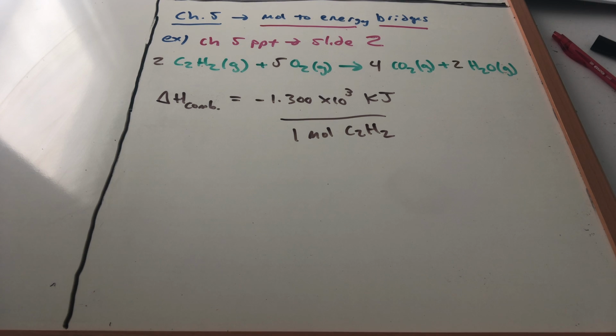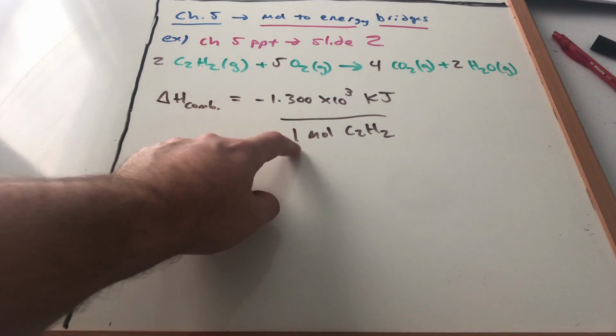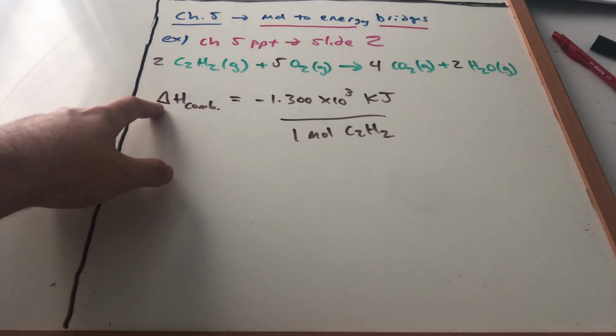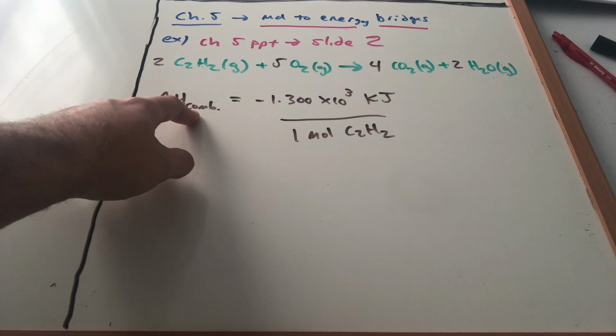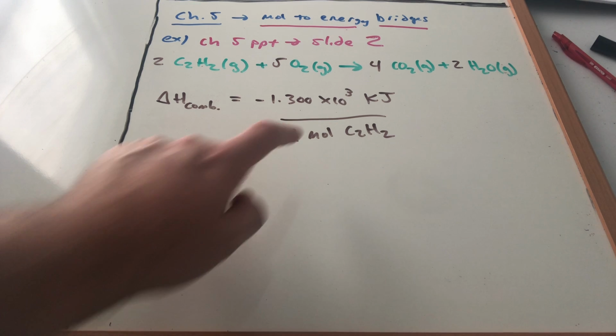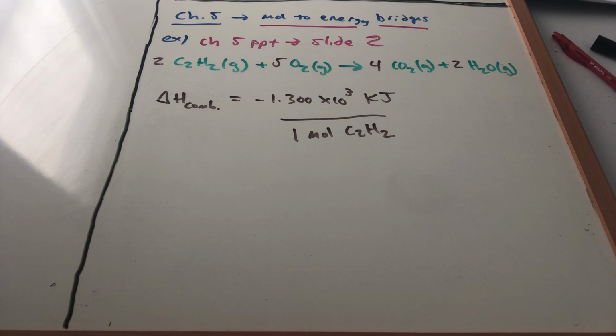That is just a definition. If you look up delta H's of combustion, and there'll be other delta H's that we run into later on this chapter, right? They're always per 1 mole of that thing that you're referencing. So in this case, because this was delta H of combustion for acetylene, right? This is how much energy you get per 1 mole of acetylene. And you might be saying to yourself, okay, well, that's no big deal.